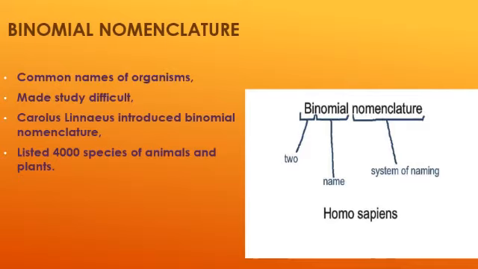Carolus Linnaeus cannot be forgotten for his work on biodiversity. Not only classifying organisms, he also named the already discovered organisms. He listed about 4,000 species of plants and animals and gave a clear and brief description about each of them.